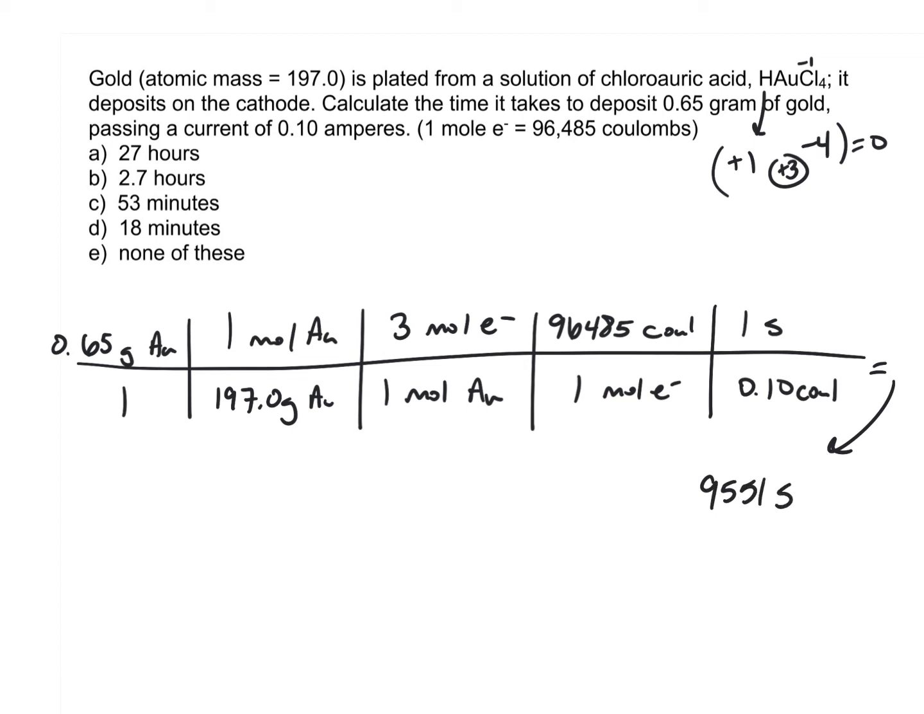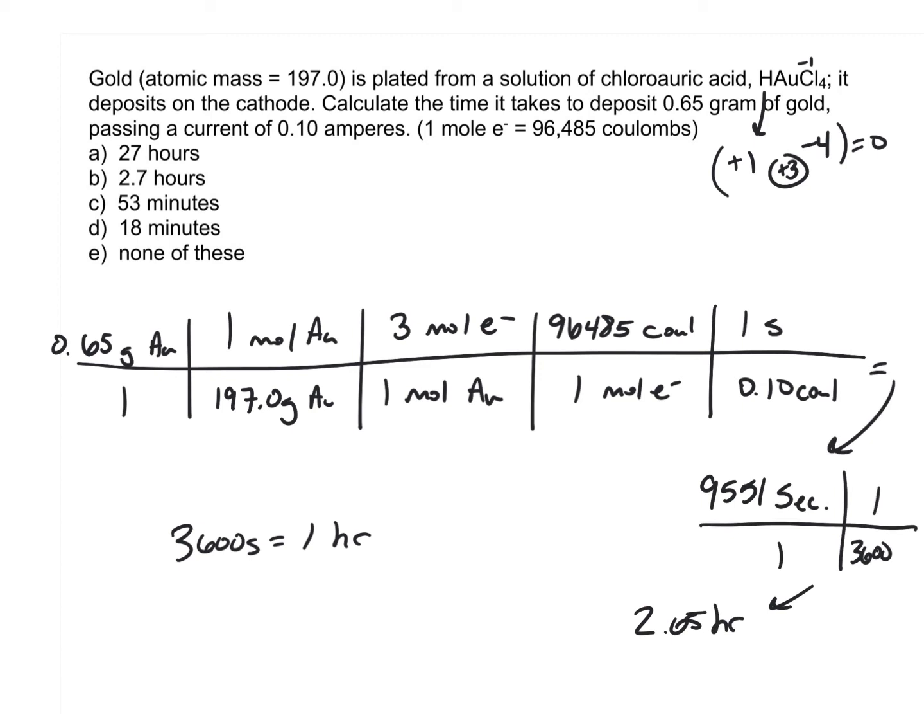Now, it doesn't match any of my options here, but let's take a look and see if we can convert those seconds into hours. Now, there's 3,600 seconds in 1 hour, 60 seconds in a minute, 60 minutes in an hour, so 60 times 60 is 3,600. So if I take this number and divide by 3,600, I get 2.65 hours. Well, hey, look at that, letter B, 2.7 hours. So by running this amperage for 2.7 hours, I will plate 0.65 grams of gold.